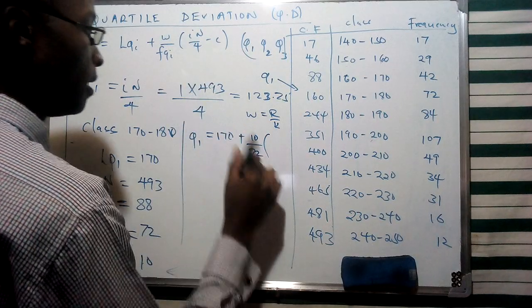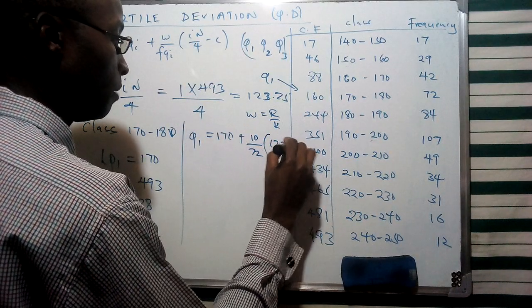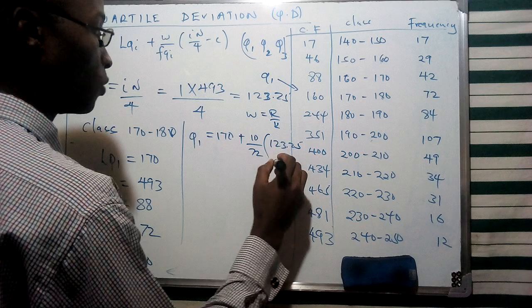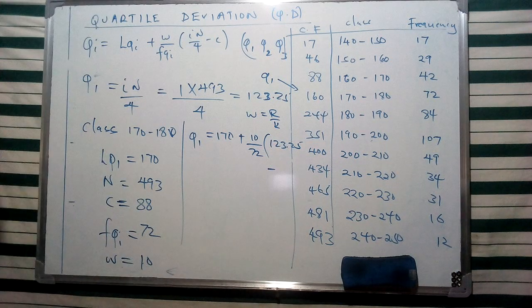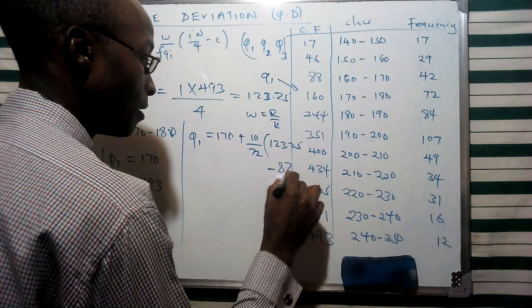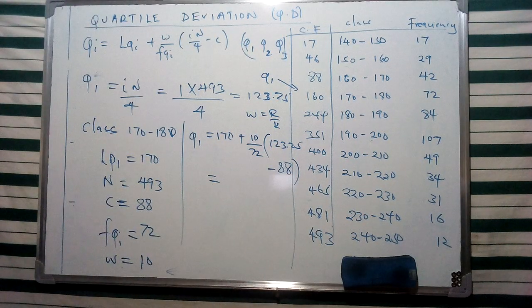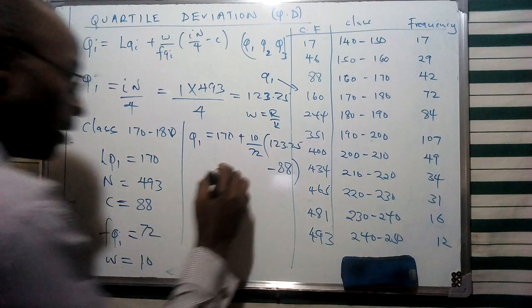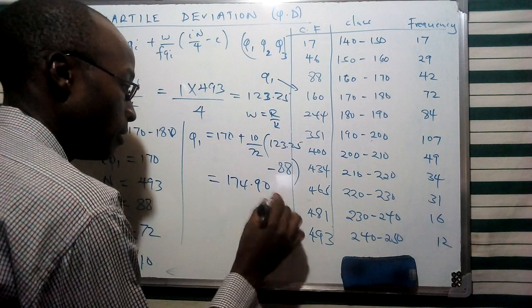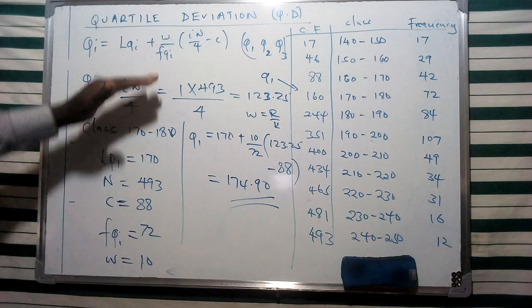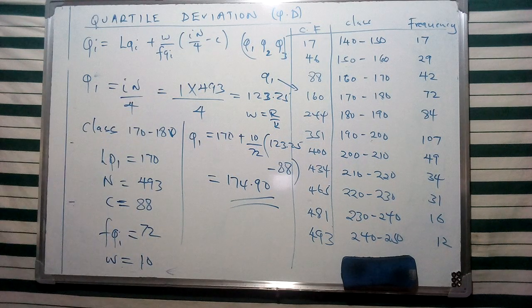This is going to give us the value of 123.25, minus the cumulative frequency preceding the first quartile class, given as 8. So this gives us the value of the first quartile, which is 174.90. This is the procedure that we shall use for finding the other quartiles, the first, second, and third quartiles.